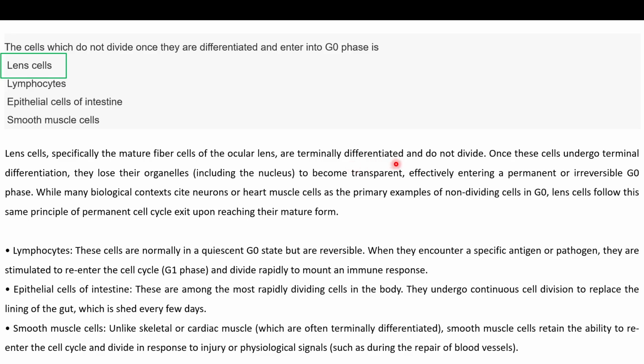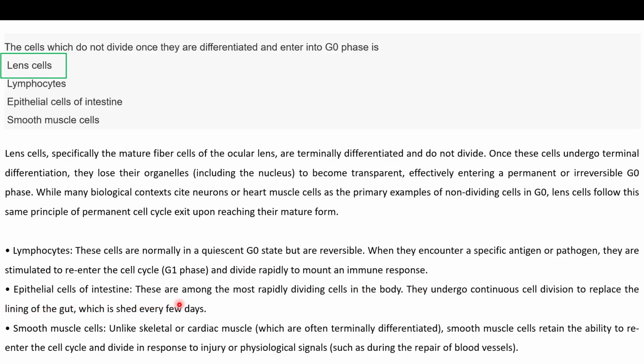Okay. But if we talk about lymphocytes in the options, these cells are normally in a quiescent state, but this quiescence can be reversed, because when they get a specific antigen or a pathogenic signal, they are stimulated to re-enter the cell cycle, or G1 phase, and divide rapidly to mount an immune response.